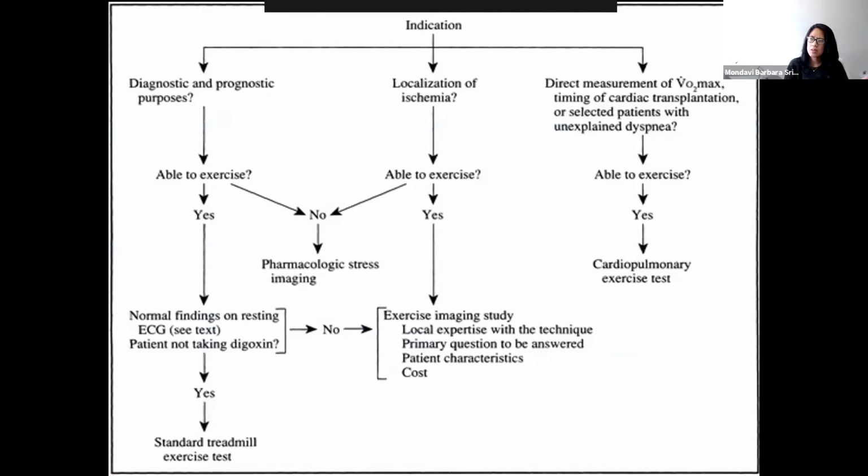And so this is just kind of like a flow chart showing, depending upon what type of information you want to get from the test, and then going down into decision making in terms of whether to do an exercise versus pharmacologic and whether to do imaging or not.